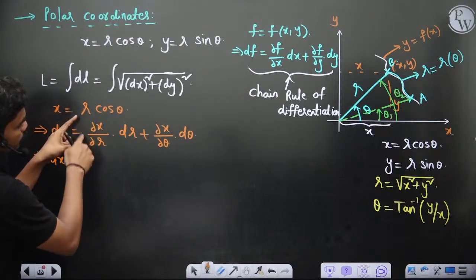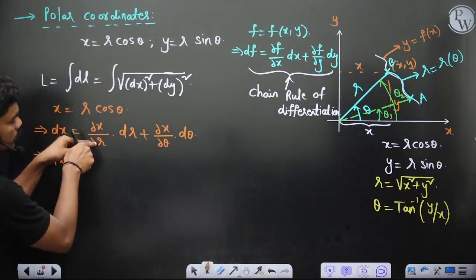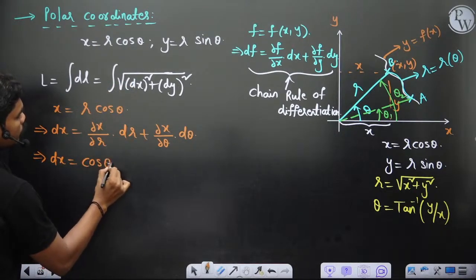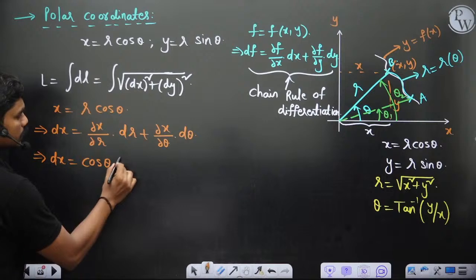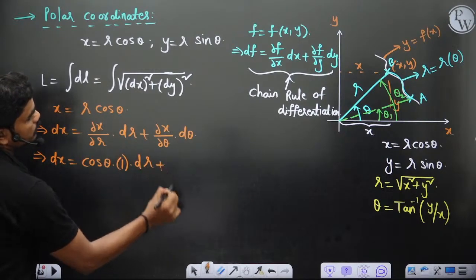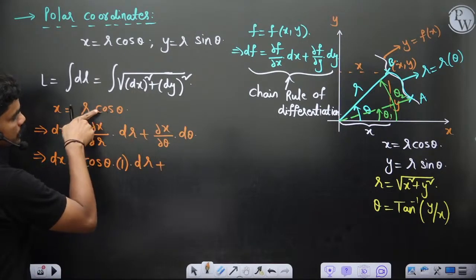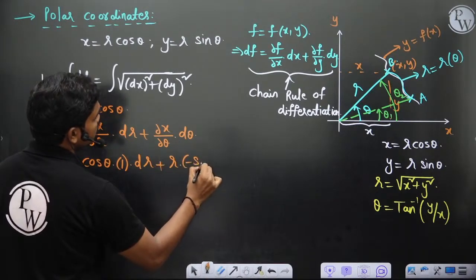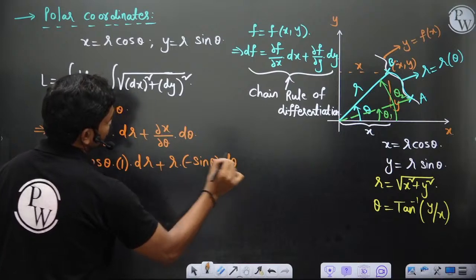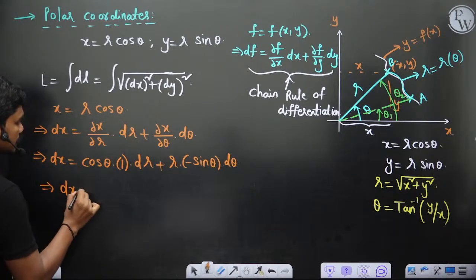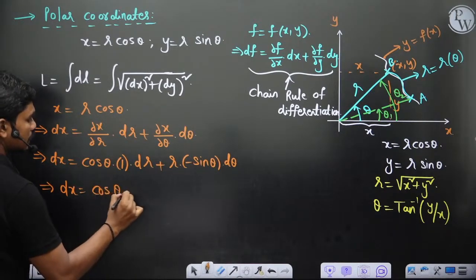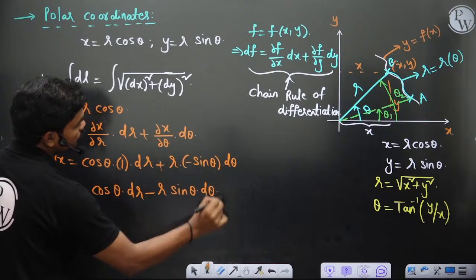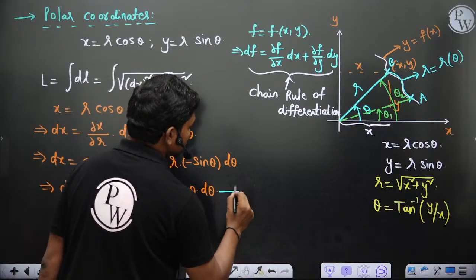So dou x by dou r: when you differentiate partially with respect to r, the theta term is constant, so cos theta is constant, and the derivative of r with respect to r is 1, times dr, plus dou x by dou theta. If you differentiate with respect to theta partially, r is constant and the derivative of cos theta is minus sin theta times d theta. So dx is equal to cos theta times dr minus r sin theta times d theta, of course. This is the first equation, call it equation 1.